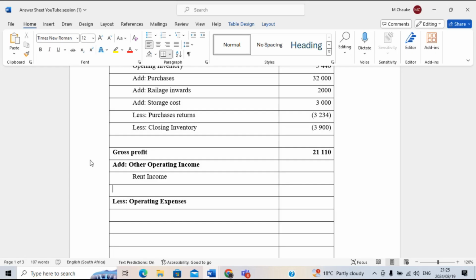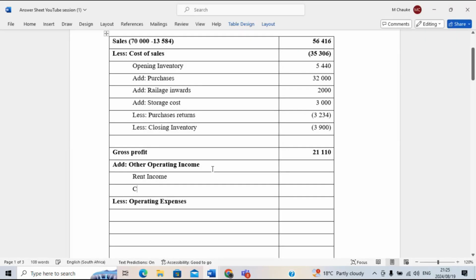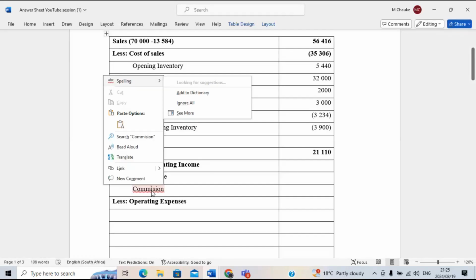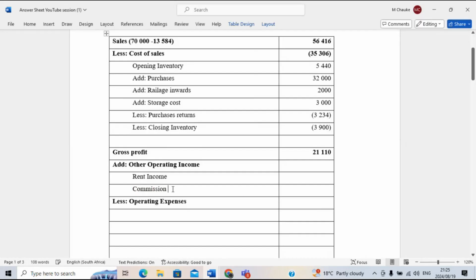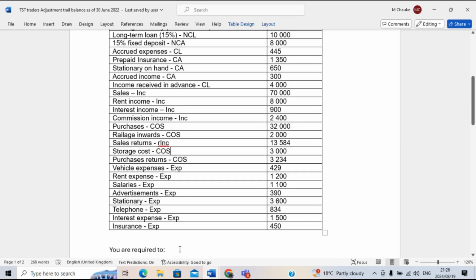Let's proceed together. So one of the items for other incomes is rent income, and then the other one is commission income. Commission income, and then let's go and check their amounts there in the question paper.